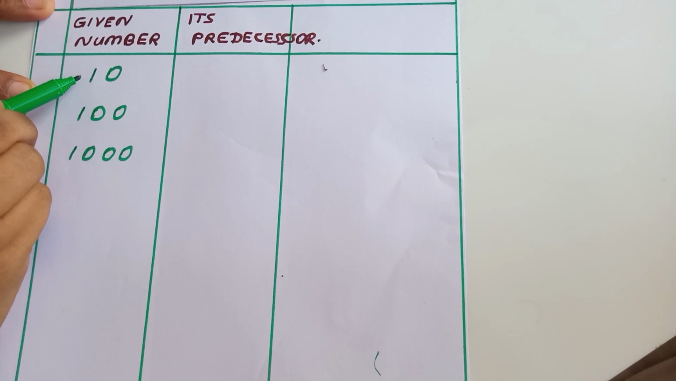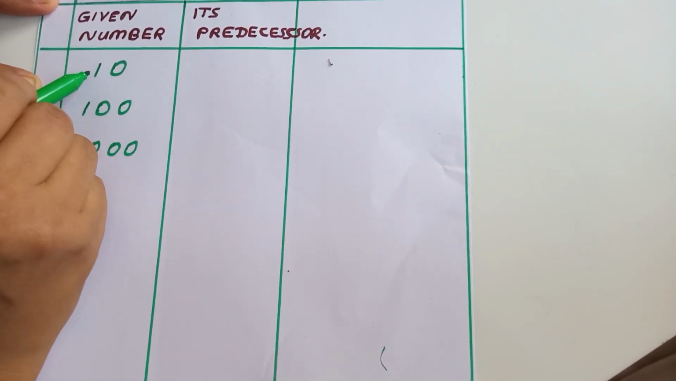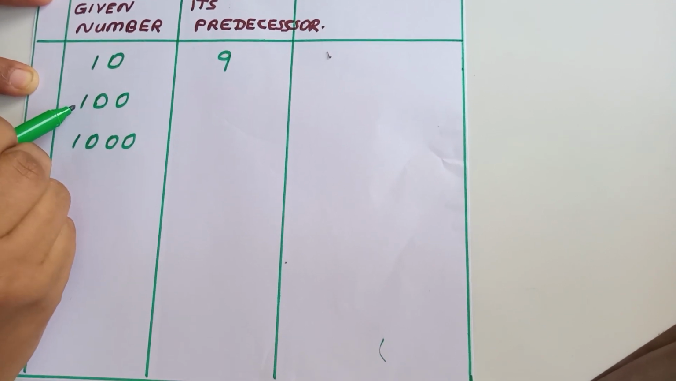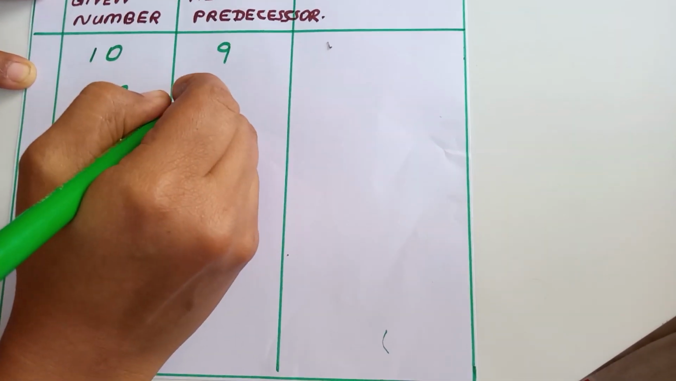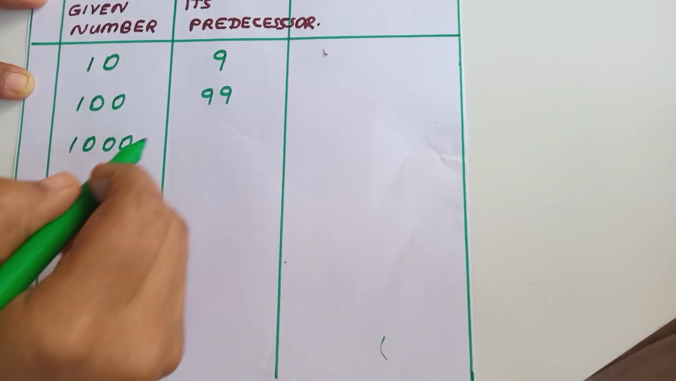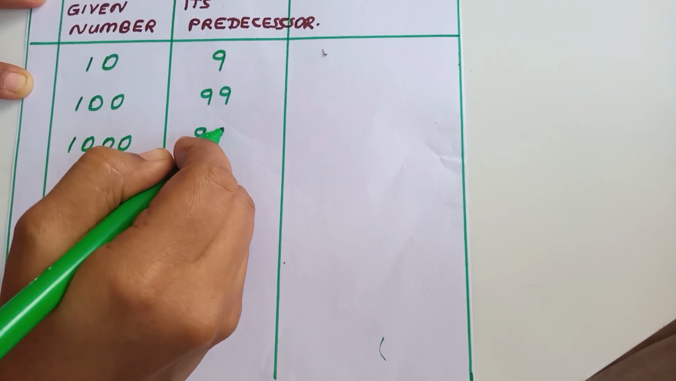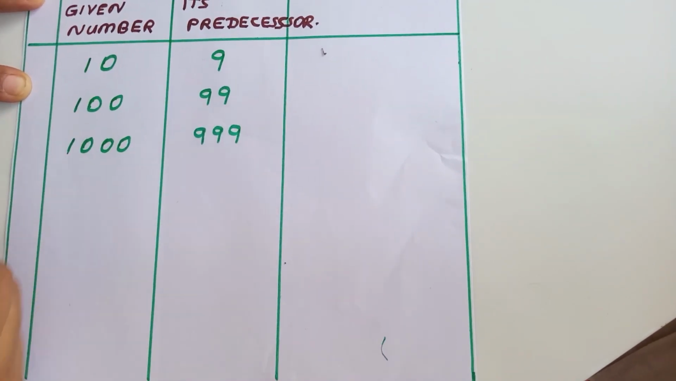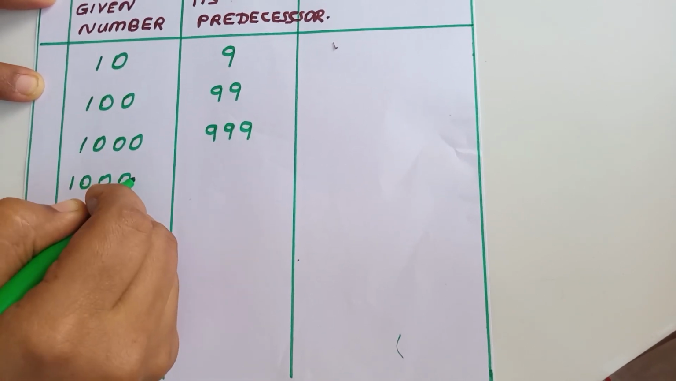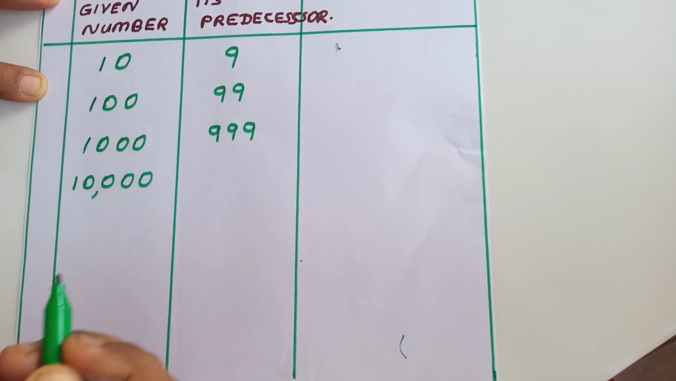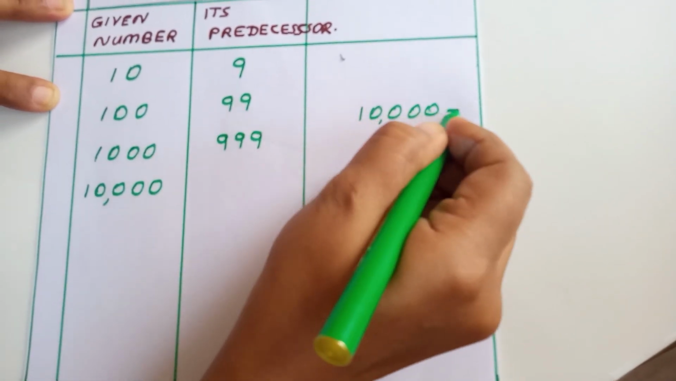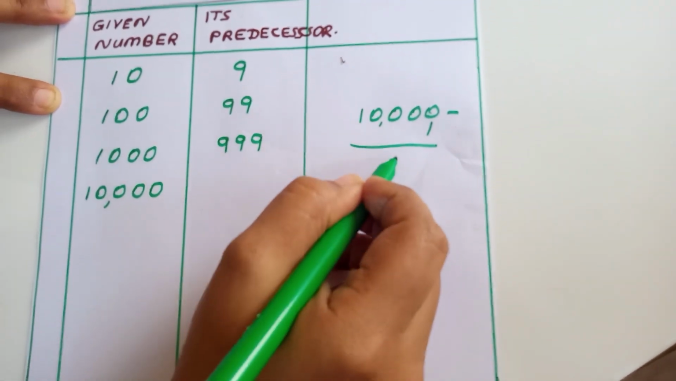See, what will be the predecessor of 10? Just subtract 1 and you will get the answer 9. Just subtract 1 from 100 and you will get 99 as the predecessor. If it is 1000, just subtract 1, it is 999. But in your textbook, you are asked to find the predecessor of 10,000. If you want, you can do it like this, minus 1. But this is not the easy way.